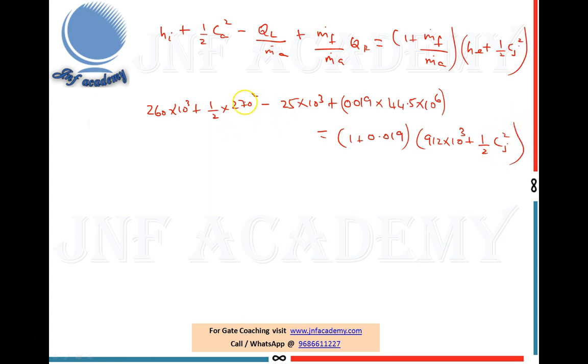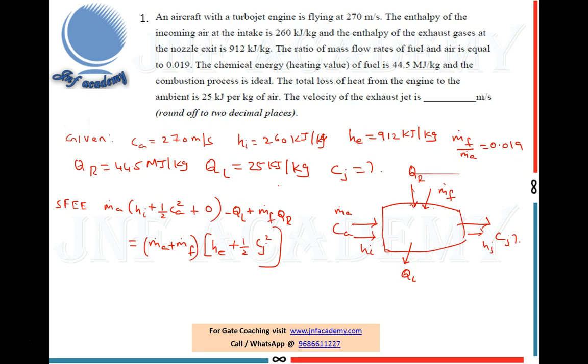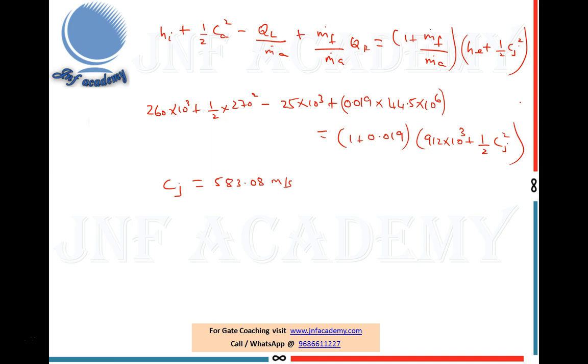So in this equation now we know everything except CJ. If you solve this equation mathematically, you will get CJ is equal to 583.08 meter per second. So the solution, the exit velocity that is coming out of the nozzle is 583.08 meter per second. So let's move on to the next problem.